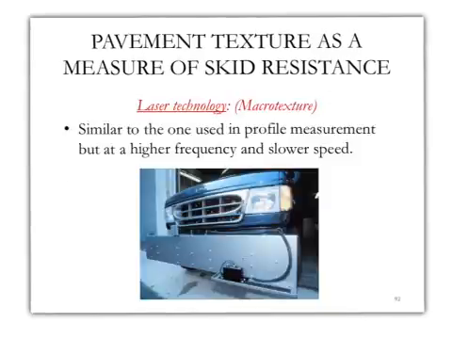So let's start talking about the very first technology, which is laser technology. This machine here is used to measure the macro texture of the pavement surface, which is very similar to what we talked about before. It is similar to the one used in profile measurements, but this one now would take the readings at a much higher frequency and at lower speeds.